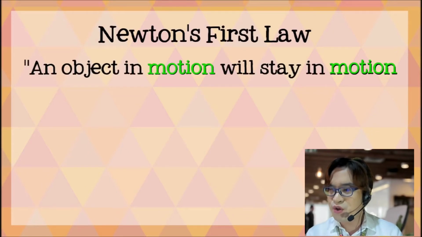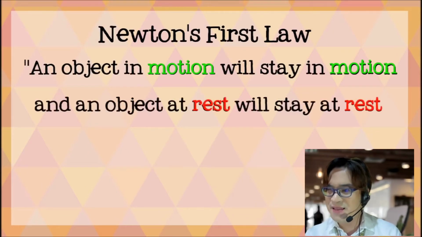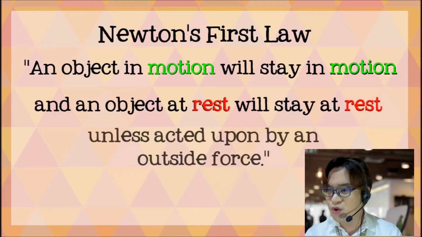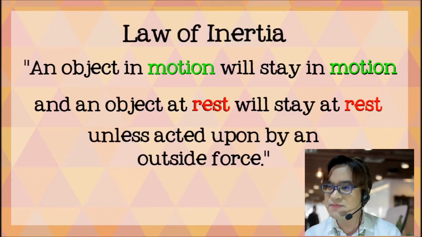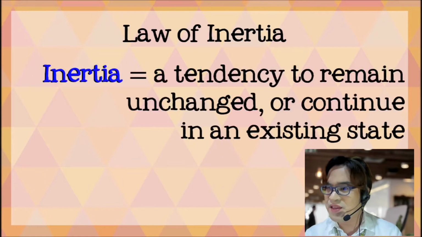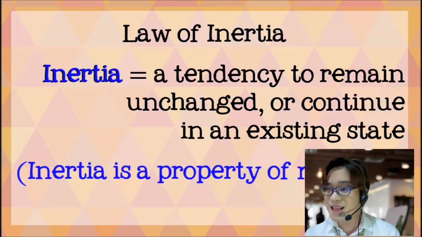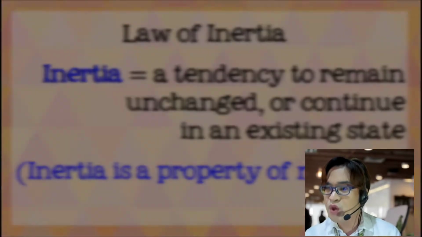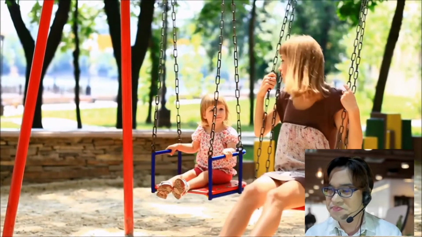Newton's first law of motion is often stated as: an object in motion will stay in motion, and an object at rest will stay at rest unless acted upon by an outside force. This law is also called the law of inertia. Inertia is the tendency of an object to keep doing what it is doing.